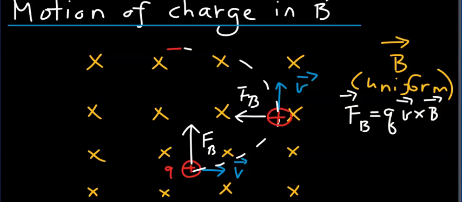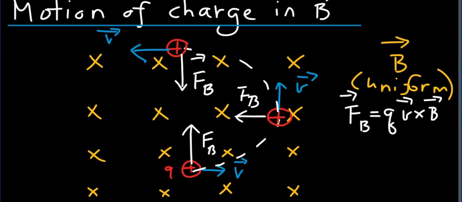Next, what happens when it gets to that location? This velocity vector is leftward like that. Magnetic field is going into the board. At that point, the magnetic force using the cross product rule will be heading downward, vertically downward. So that is the magnetic force on this charge at that location.